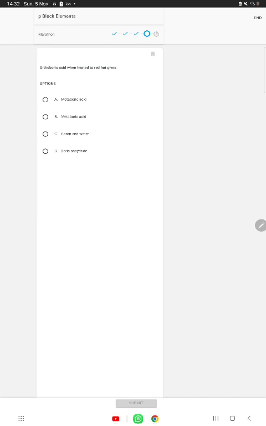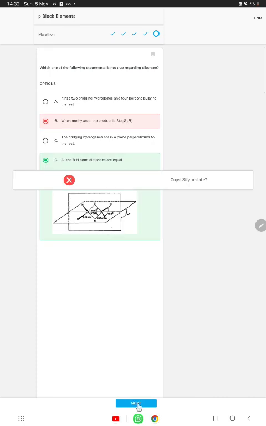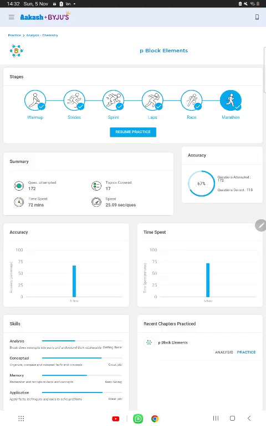Orthoboric acid when heated with the hot boric anhydride. Which one of the following statement is not true regarding diborane? It has 2 bridge hydrogen and 4 perpendicular to the rest. When methylated it produces Me4B2 methylated. They are saying which one of the following. This will not give. All the BH bond distance are equal. ये तो प्रॉब्लम है ना.